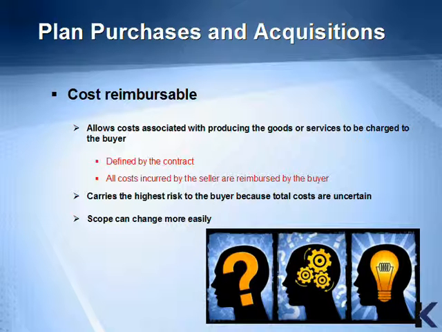In this section, we'll discuss the various types of cost reimbursable contracts. The cost reimbursable contract allows costs associated with producing the goods or services to be charged to the buyer. These are all defined by the contract, and all costs incurred by the seller are reimbursed by the buyer. It carries the highest risk to the buyer because total costs are uncertain and scope can change more easily.